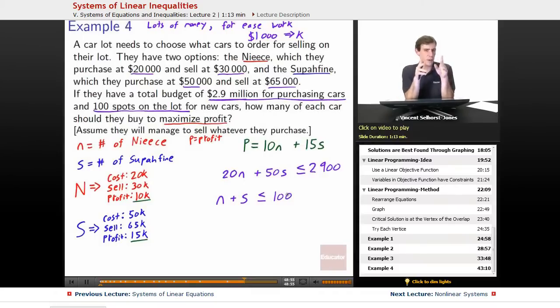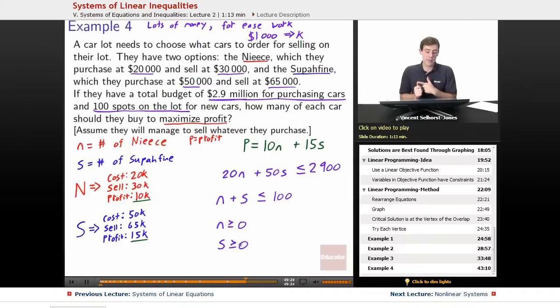Now there are 2 hidden requirements that we might not see, but it'll make it easier to actually graph the thing. Think about this. Is it possible to have a negative number of nices? Can they buy negative cars? No. The lowest number of nices that they can buy, or the lowest number of any car that they can buy, is 0. So we know that however many nices they buy, N has to be greater than or equal to 0, and similarly S must be greater than or equal to 0. So we've got 4 requirements on this.